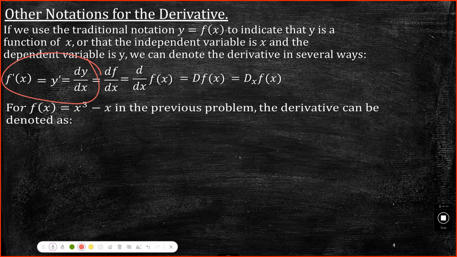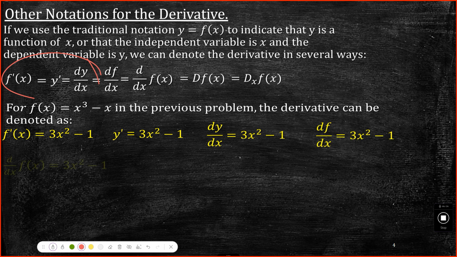So for the previous problem we did, for f of x equals x to the third minus x, the derivative can be denoted as f prime of x equals 3x squared minus 1. Y prime is equal to 3x squared minus 1. Dy dx is equal to 3x squared minus 1. And really, I should just stop here. They're all the same. They all represent the same thing, the derivative.